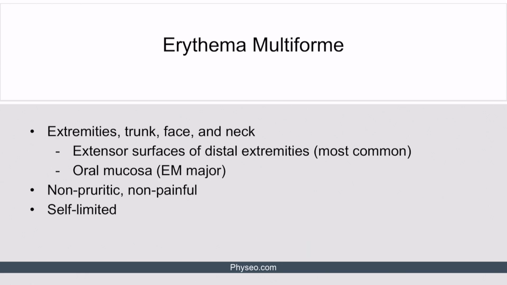The commonly involved sites are extremities, trunk, face, and the neck, with extensor surfaces of distal extremities being the most common sites affected. Oral mucosa may be involved in the more severe form of erythema multiforme, known as EM major. The lesions are usually non-pruritic and non-painful. Hence, they are generally asymptomatic, unlike the lesions of most other hypersensitivity reactions such as urticaria and Stevens-Johnson syndrome. Lastly, erythema multiforme is self-limited.